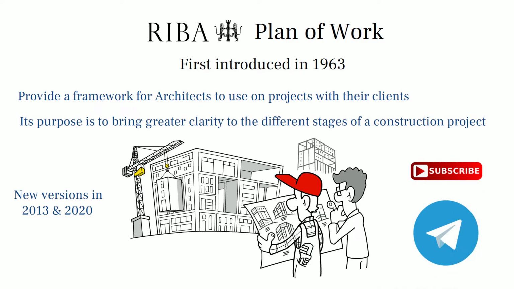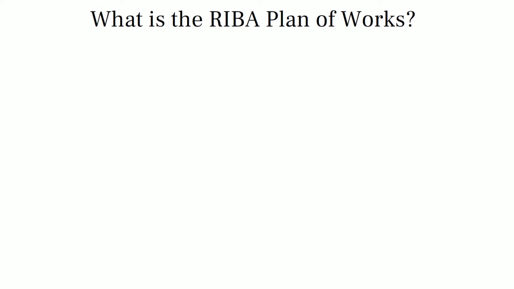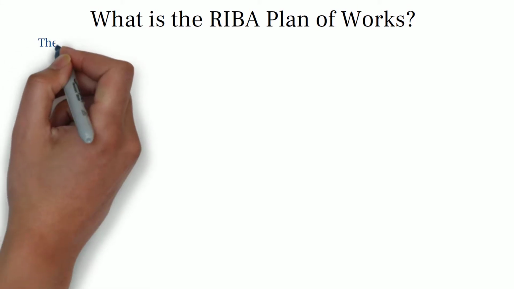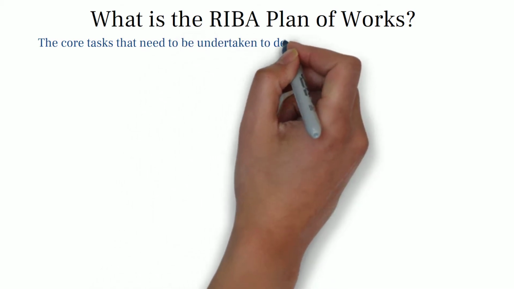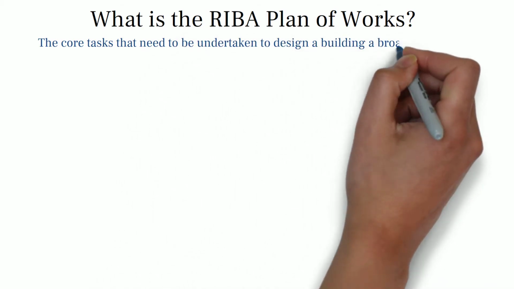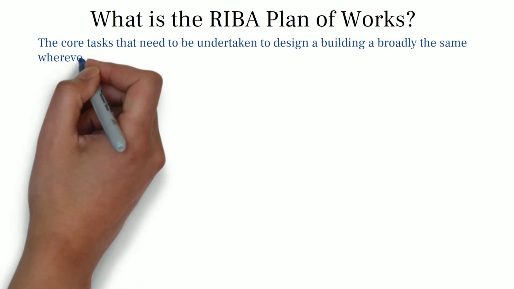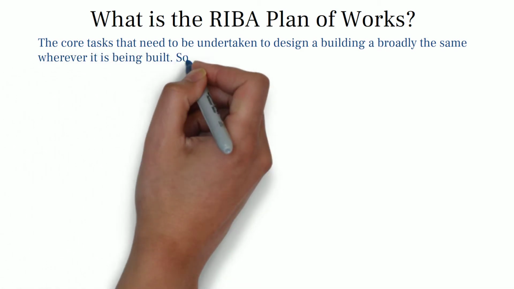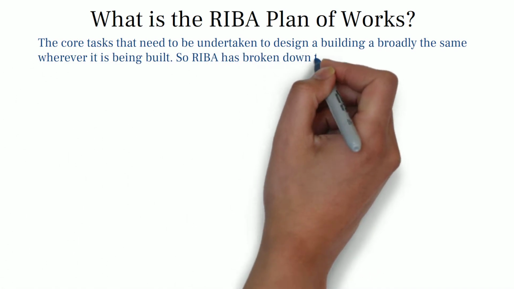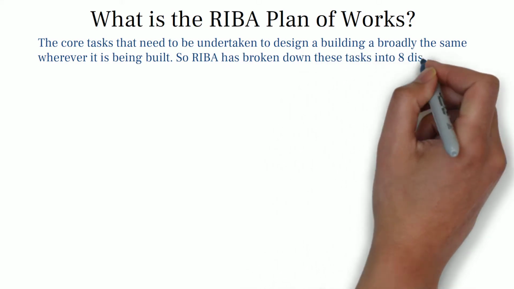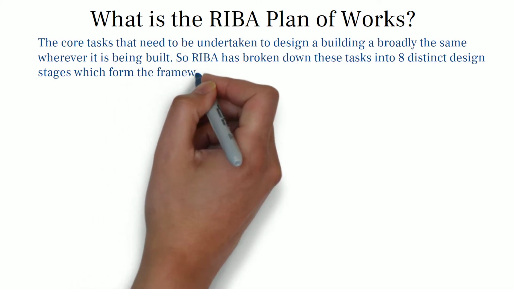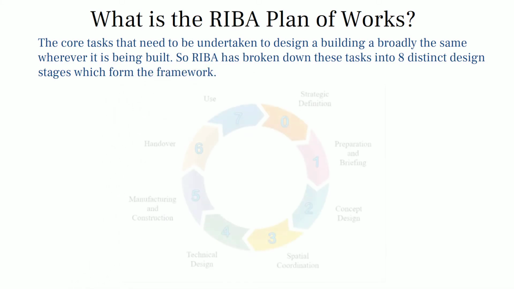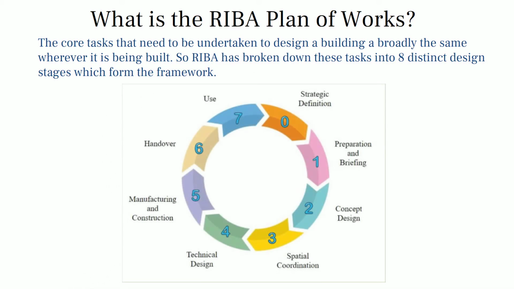So what exactly is the RIBA Plan of Work? Well, in many countries there is no formal process for designing a building. However, regardless of where in the world the building is being built, the core tasks required to be undertaken are broadly the same. So RIBA has attempted to break down these design tasks into 8 distinct design stages, from 0 to 7, which forms the RIBA Plan of Work framework, and can be followed by architects and indeed other construction professionals on a construction project.